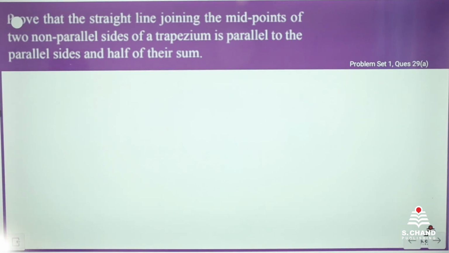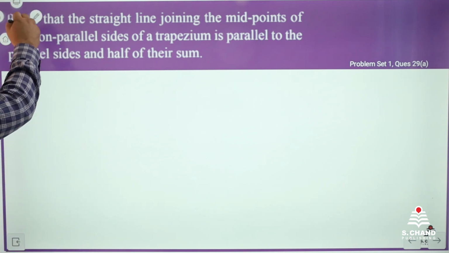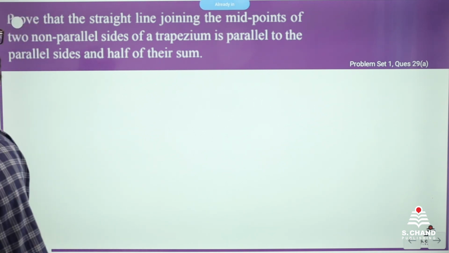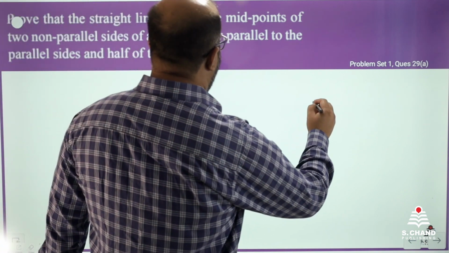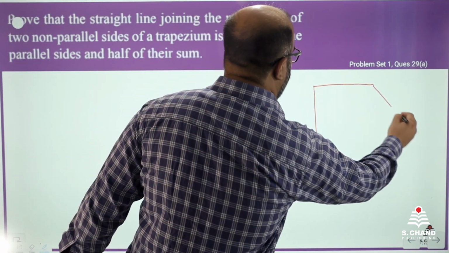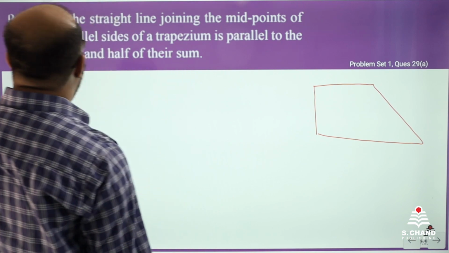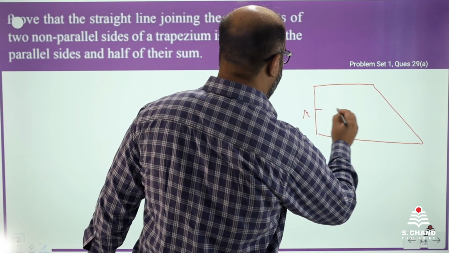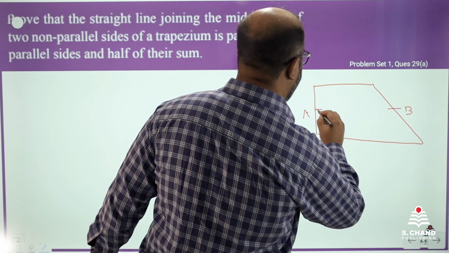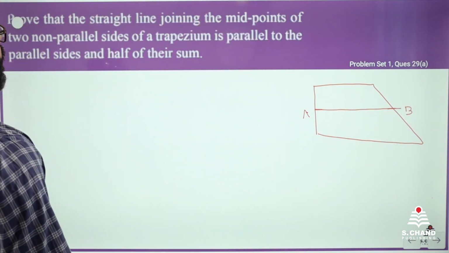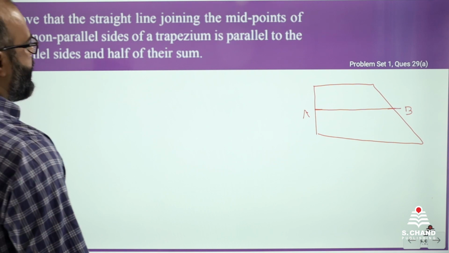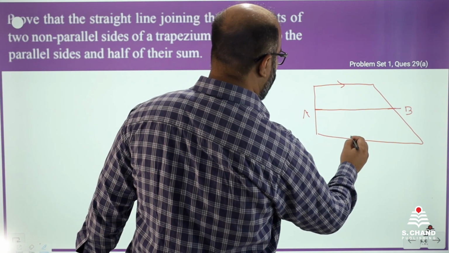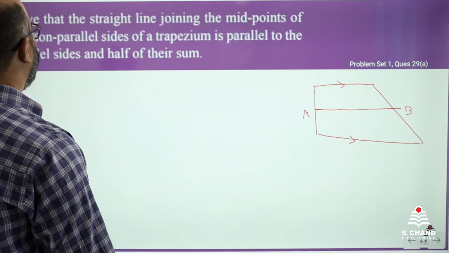Prove that the straight line joining the midpoints of two non-parallel sides of a trapezium is parallel to the parallel sides and half of their sum. So what it is saying, two non-parallel sides of a trapezium are there and we have to join the midpoints of those. So this is A, this is B, and we have joined them, and it is parallel to the parallel sides and half of their sum. So these are the parallel sides of the trapezium.